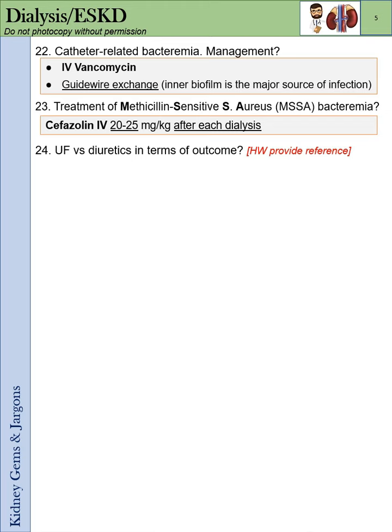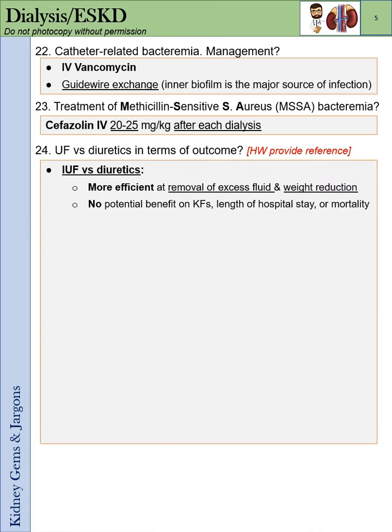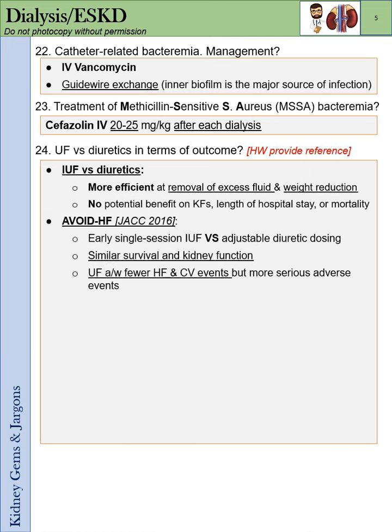So this is a tricky question, and unfortunately you have to know the reference to answer this question. Ultrafiltration versus diuretics in terms of outcome. So usually per studies, isolated UF is more efficient at removal of excess fluids and weight reduction. There is no potential benefit on kidney function, length of hospital stay, or mortality.